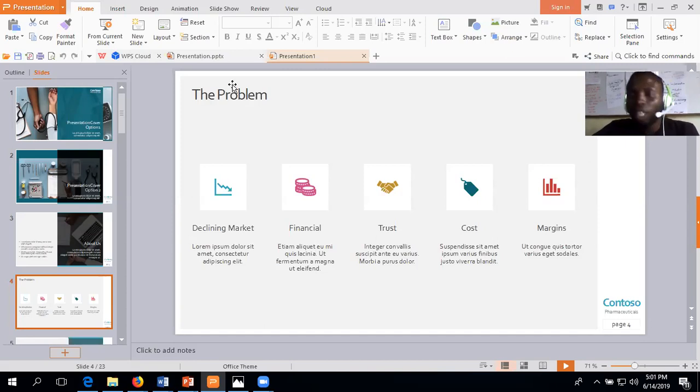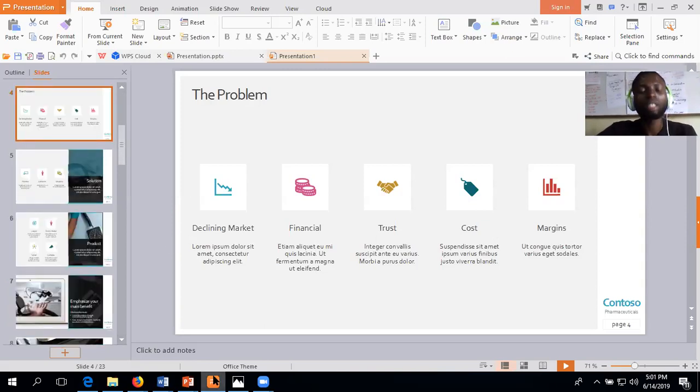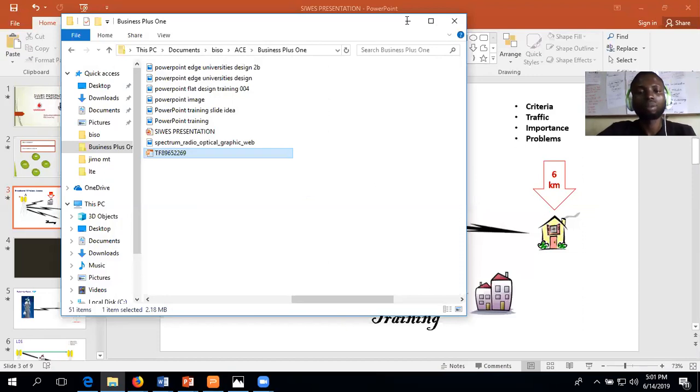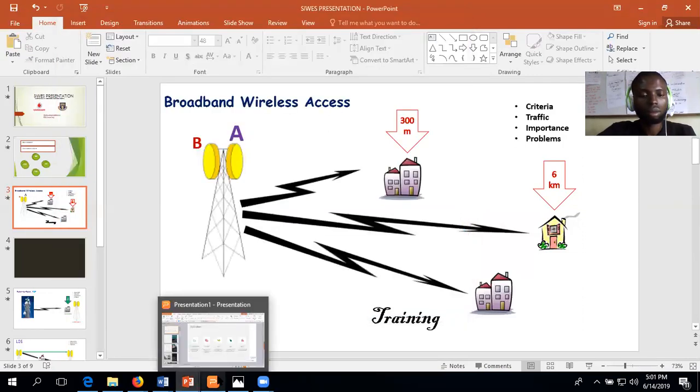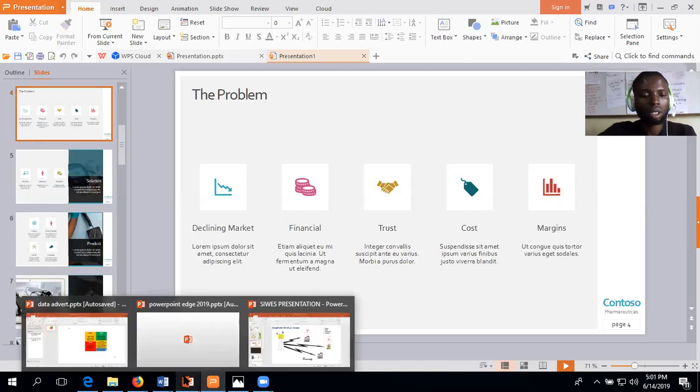You see, the topic here is the problem. That's what this slide is about. What is the problem this business might face? So these are the problems. See, declining market, financial trust, maybe from the customers, cost, and the margins, the rate of return. So all these are very, very important. I want to show you this slide again. If you look at this slide, okay, you've seen this slide like this. Okay, now look at this.